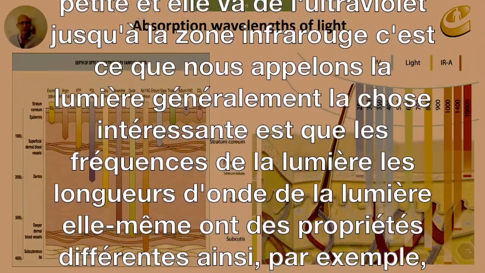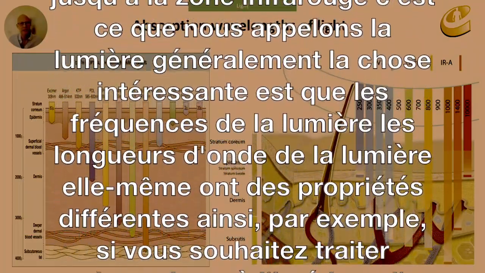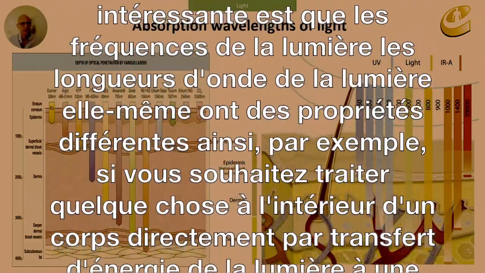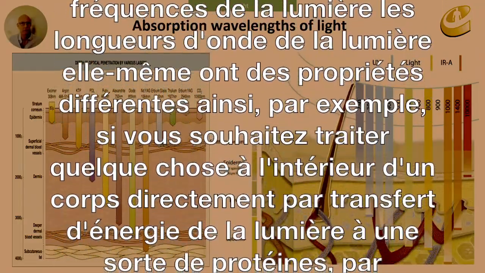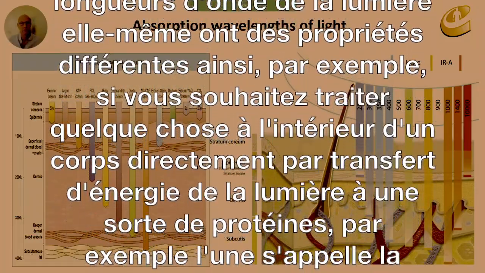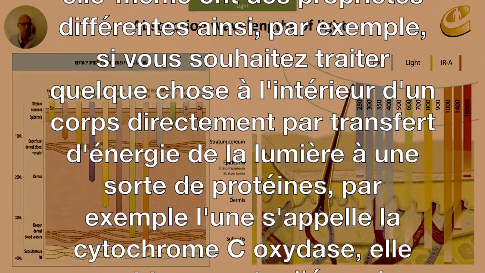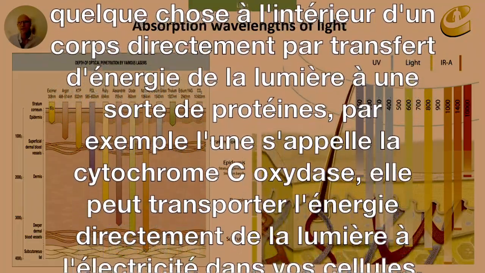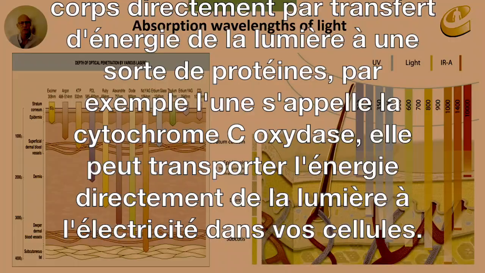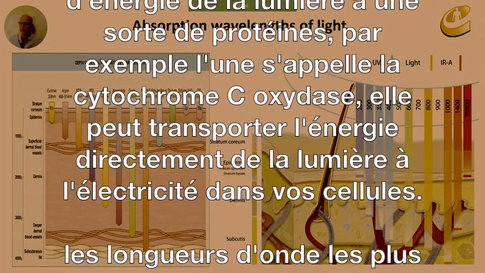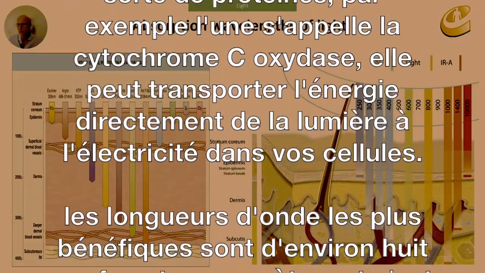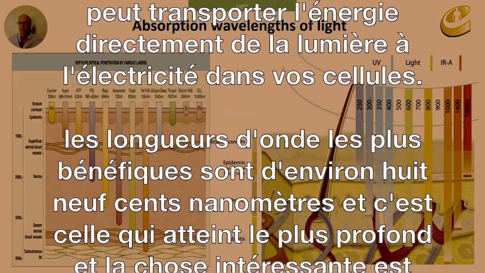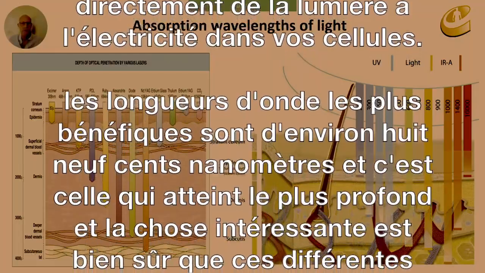So, for example, if you want to treat something inside a body directly by transfer of energy from light to some sort of proteins, for example, one is called cytochrome C oxidase, they can transport energy directly from the light to electricity in your cells. The most beneficial wavelengths are about 800-900 nanometers, and that's the one which reaches deepest.